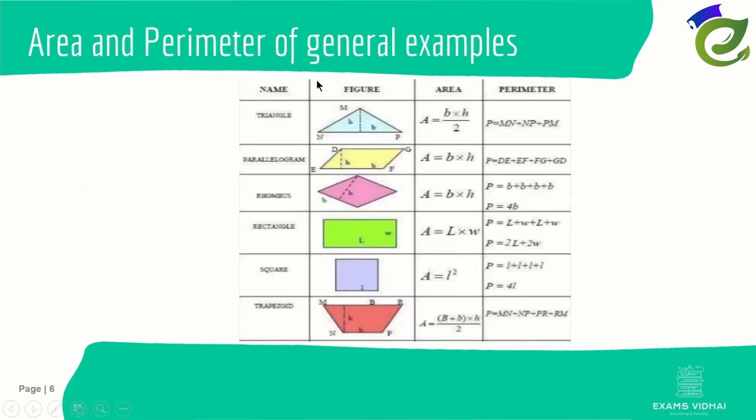Area and perimeter of general examples. Area of a triangle is half breadth into height. Area of a parallelogram is height into breadth. Rhombus and rectangle are very similar to a parallelogram, and therefore their area is breadth into height. A square is a rectangle in which length and breadth are equal, so the area of a square is L square. From the definition of perimeter, the perimeter of the following shapes can be found in one way, that is the sum of all sides.